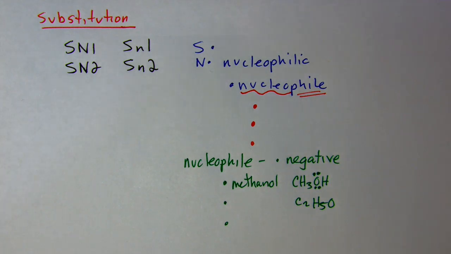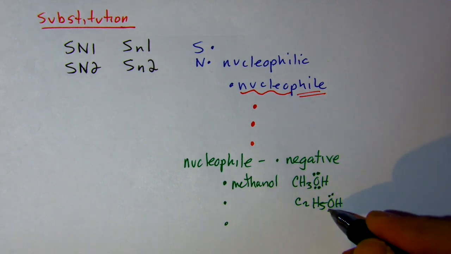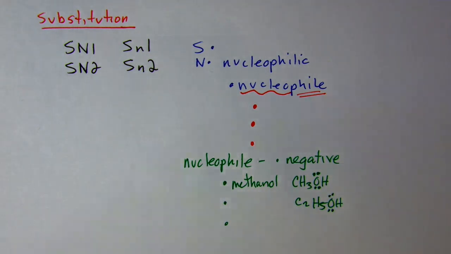Water. So ethanol and water. I want to draw those in because that's so important when we're talking about nucleophiles. And then water would be another example. We could also talk about acetic acid. That's a nucleophile. Okay. Let's talk about what these numbers mean in reference to SN1 and SN2 reactions.